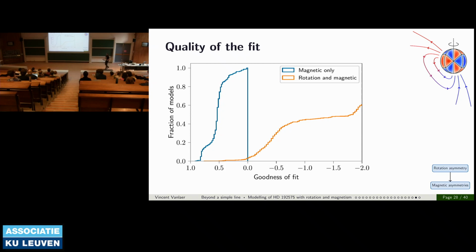But if you combine rotation and magnetism, so if you just go from the observations, subtract rotation, add magnetism, see, how does that compare to my original observations?